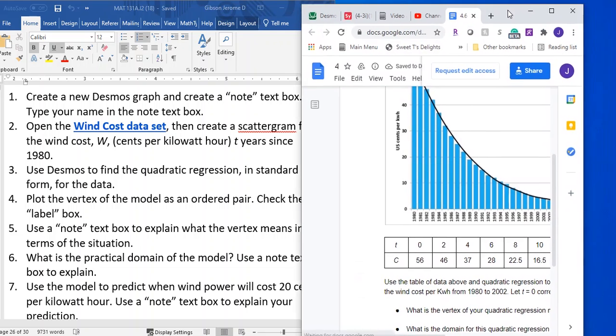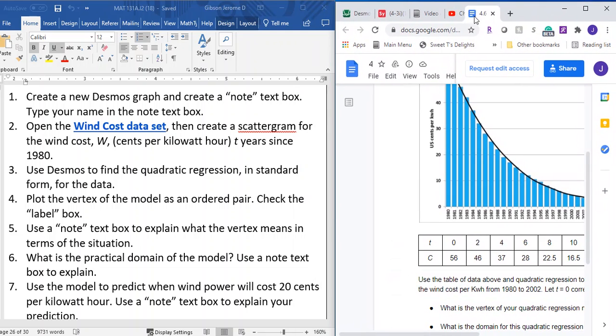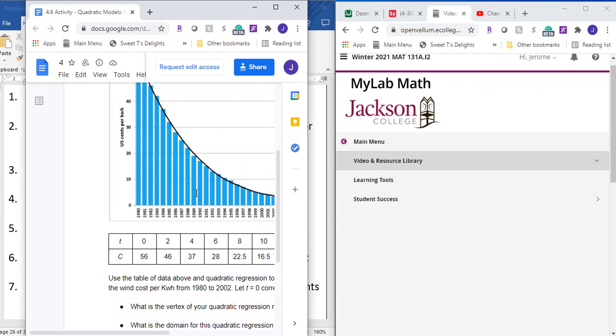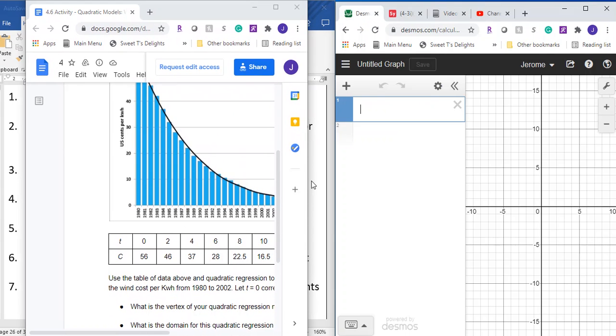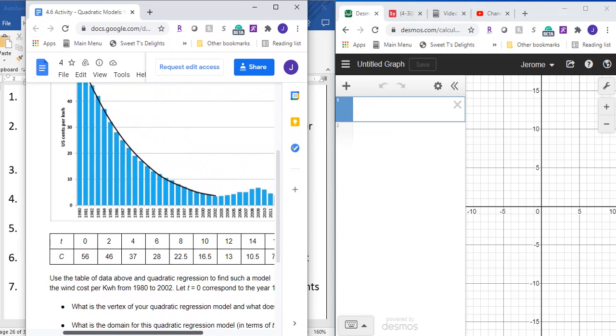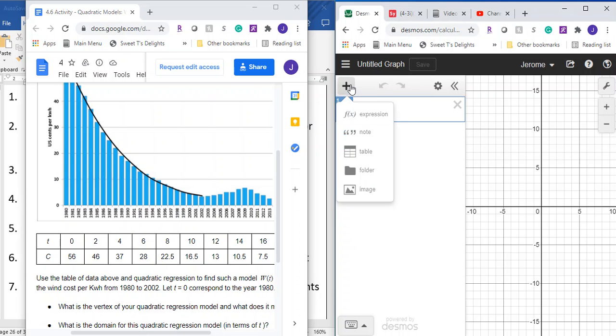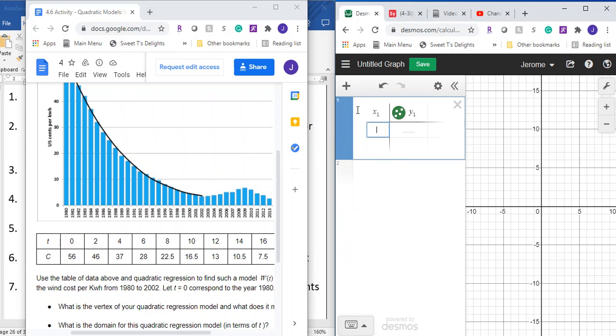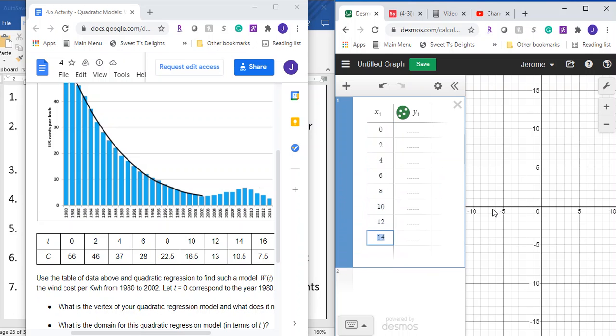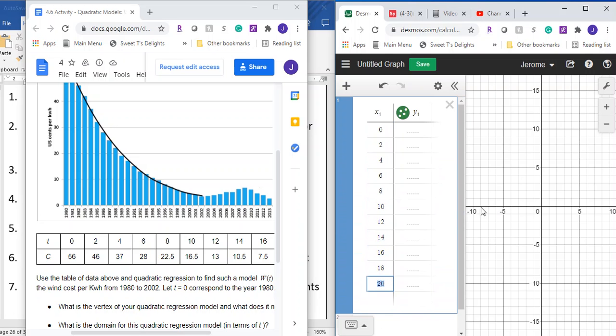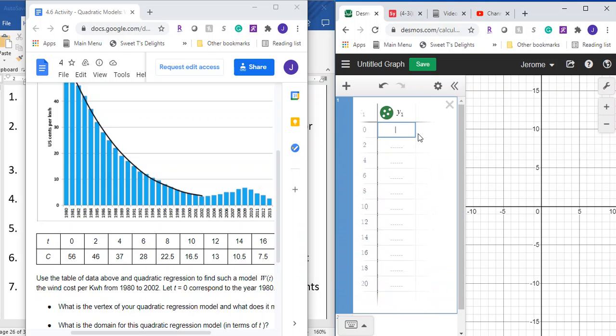Okay, now what this is telling us, I'm going to move this over here. We need to type these values into Desmos. So we will go here, get us a table in Desmos, and we know our T is our X1 and our C is our Y1. So we would type in those values. We got 0, 2, 4, 6, 8, 10, 12, 14, 16, 18, and it goes up to 20. So now we type in the values.